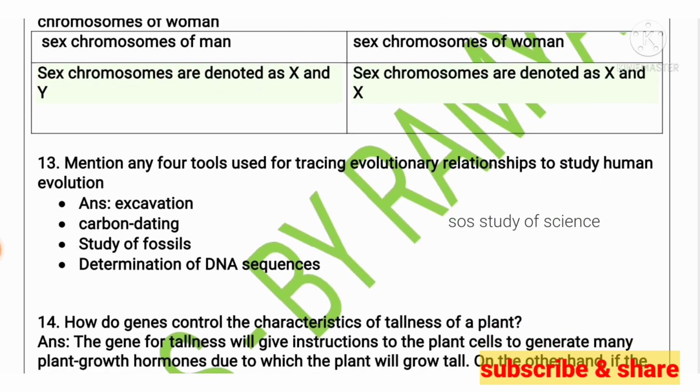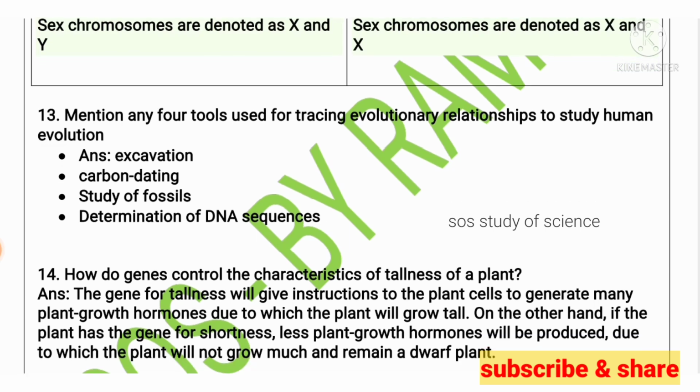Next, mention any 4 tools used for tracing the evolutionary relationship to study human evolution. Very important. When I ask for tools, immediately write this answer without thinking: the tools which are used to trace the evolutionary relationship between human beings. That is a very important question.